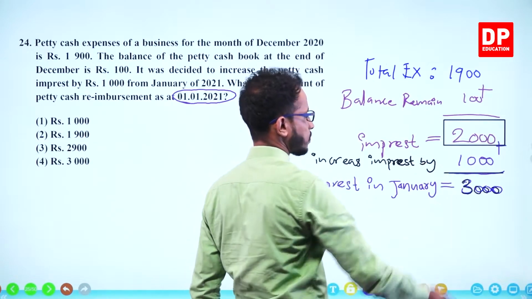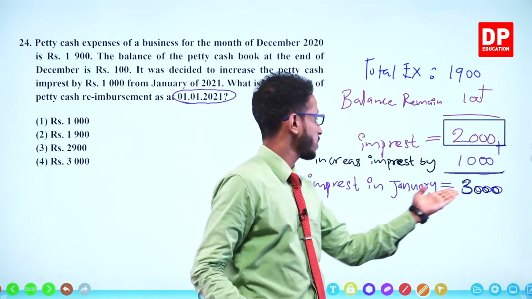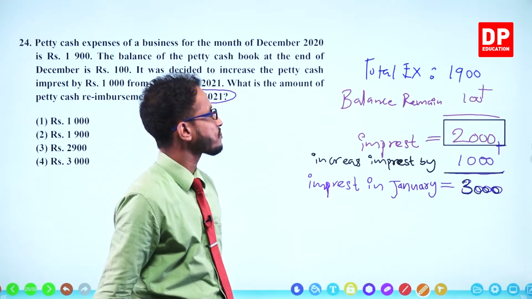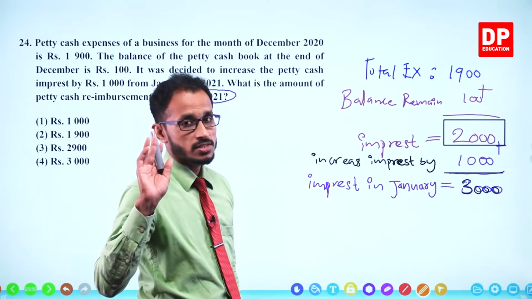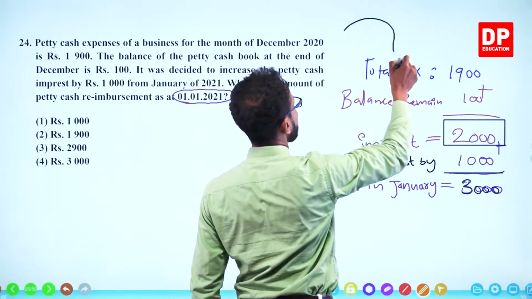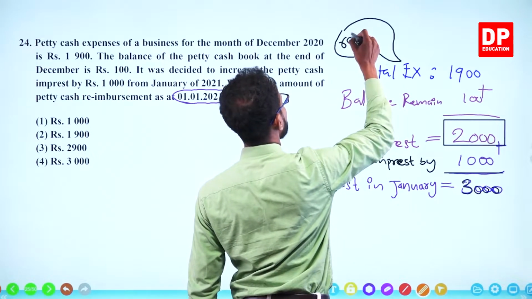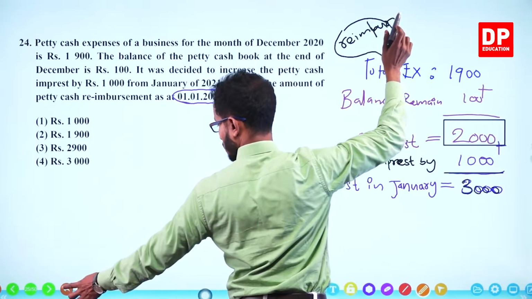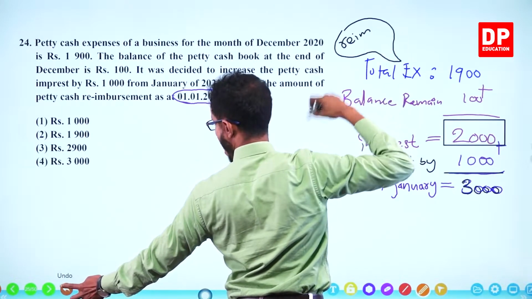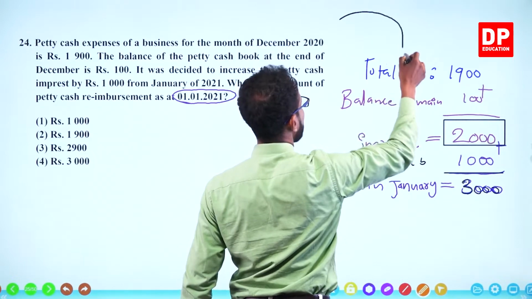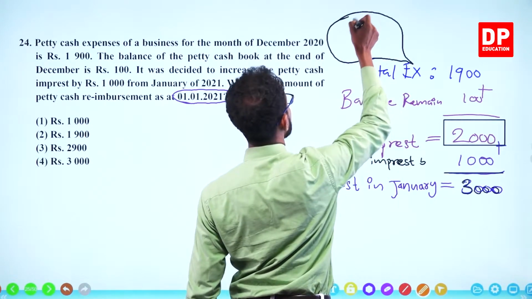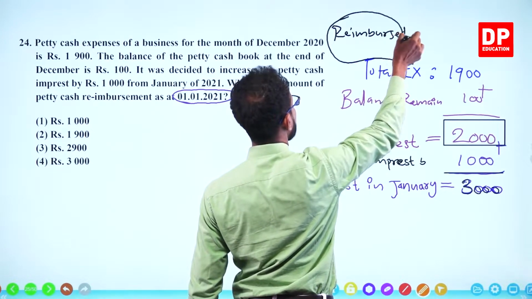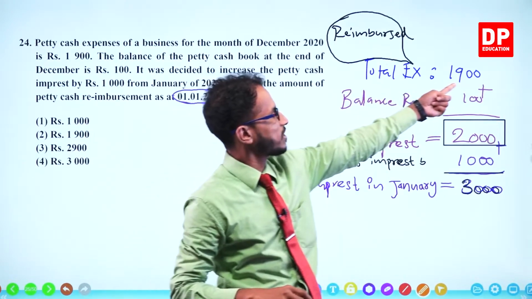Imprest by 1000. Then the imprest in January becomes 3000, right? Now, total expenses which were done should be reimbursed. This is the reimbursement. This is the amount that should be reimbursed.